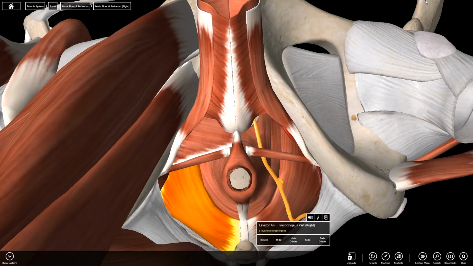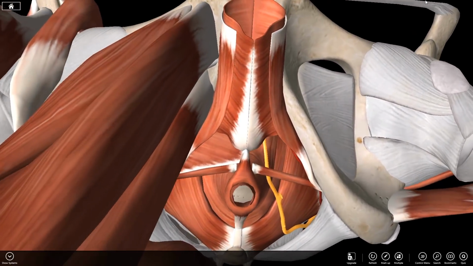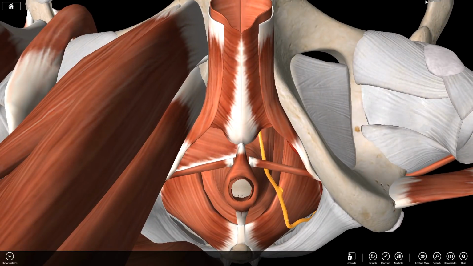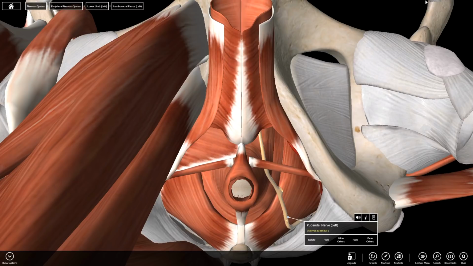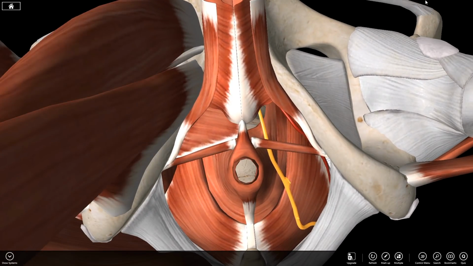So this is the floor of your pelvis, the levator ani muscles, but now we've removed that, and you can see that this nerve and artery kind of come in here. So our internal pudendal nerve actually becomes our perineal branches in this area. I know it's labeled differently here, but once it slips into the deep perineal pouches, it becomes your perineal nerve.